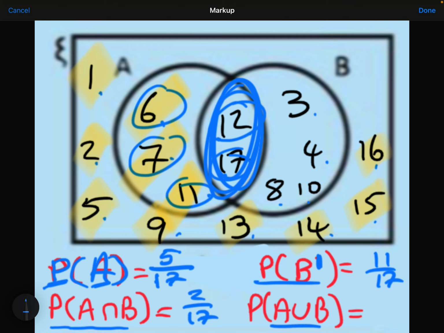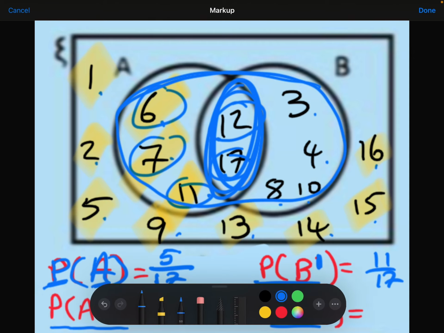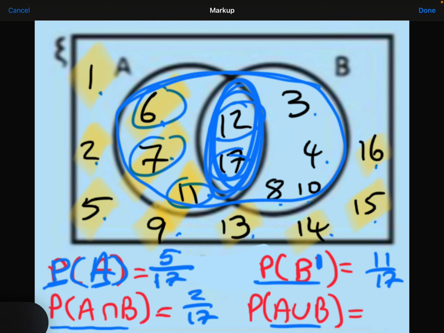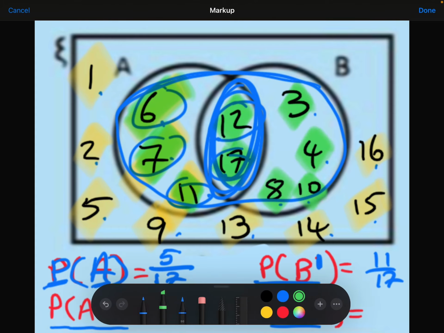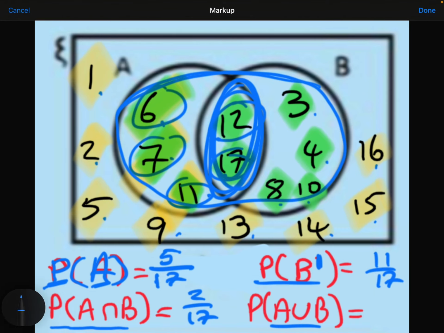And then we've got the probability that it is in A or B. So how many numbers would be in A or B? So remember, that's everything on the inside here. So that is, let me again highlight those in green: 1, 2, 3, 4, 5, 6, 7, 8, 9. So we've got 9 numbers that are in A or B out of 17.